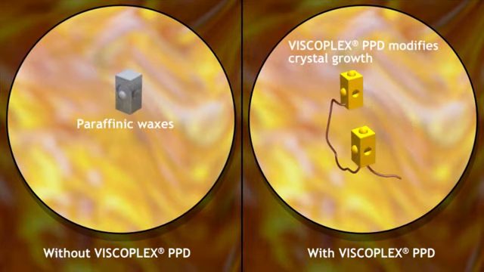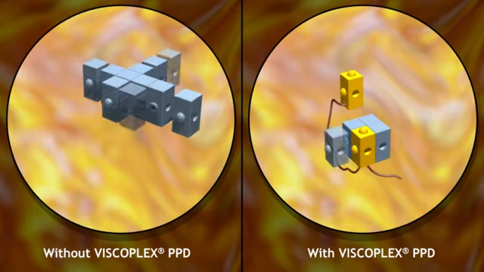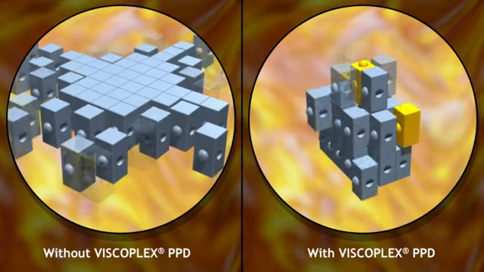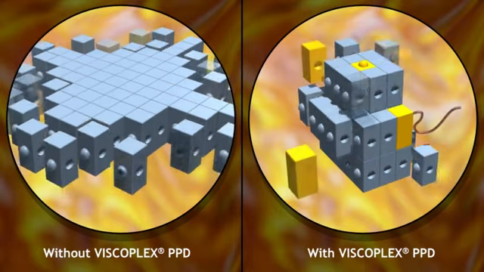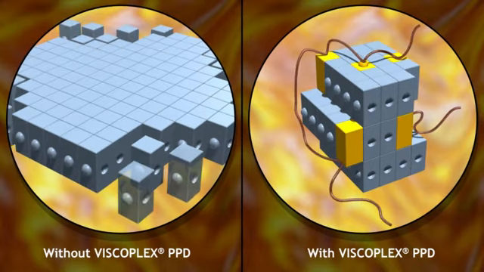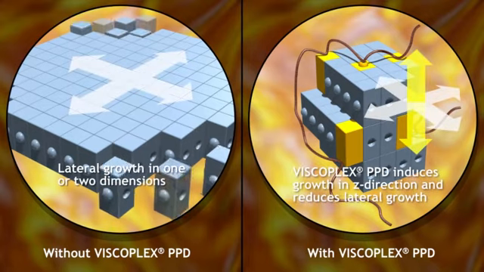The paraffinic side chain of Viscoplex PPDs, identified by the yellow block structure on the right, interacts with wax molecules and mediates wax crystal growth. Optimal fluidity is achieved as the PPD composition matches with the wax characteristics of the oil, and effectively disperses wax as a group of small crystals.